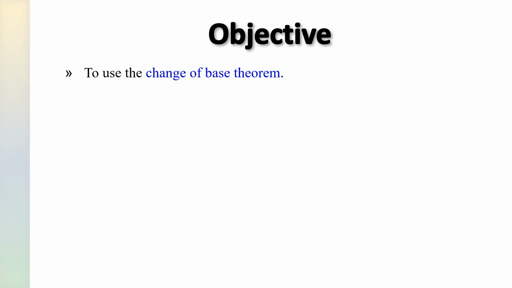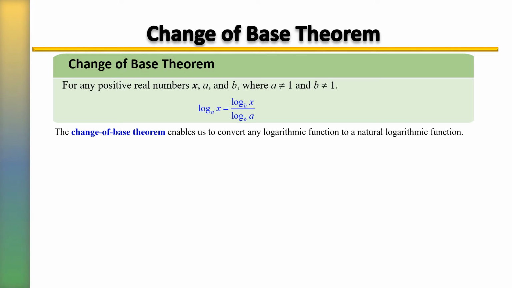In this lesson, we're going to use the change of base theorem. For any positive real numbers x, a, and b, where a is not equal to 1 and b is not equal to 1, the change of base formula is as follows, as you see on the screen. What the change of base theorem does is it enables us to convert any logarithmic function to a natural log function.